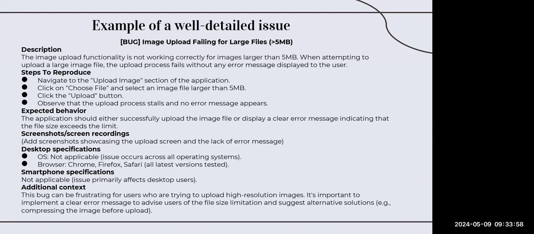Then you can also go ahead and talk about the desktop specification. Is it only happening with desktop computers, or on smartphones also? Another thing is that you can provide additional context if you feel this needs more explanation. If you go to the template on our project, you'll see that the additional context and desktop specification are optional. But if it's very important for the person working on that particular issue to understand that it's just desktop, they'll know where to focus and not on all the systems. Okay.